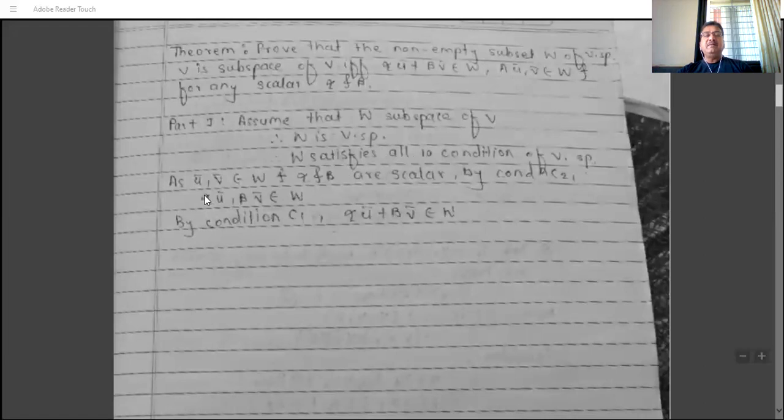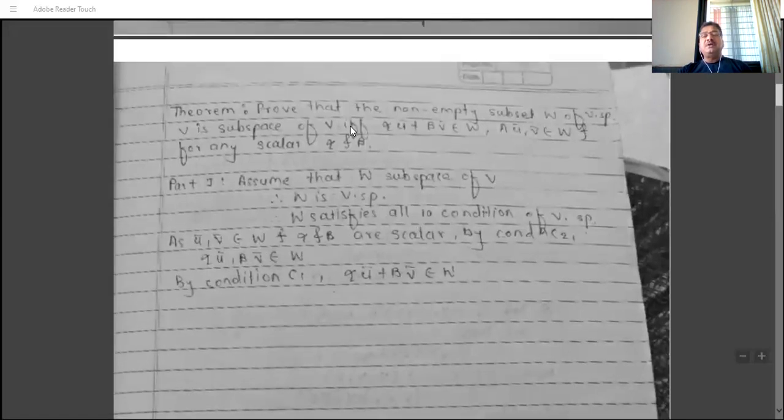By the C2 property, any scalar and any element of W belongs to W. So alpha U bar and beta V bar belong to W. And by condition C1, alpha U bar plus beta V bar belongs to W, because the addition of every two elements of W belongs to W, condition number C1. And therefore we have part 1.